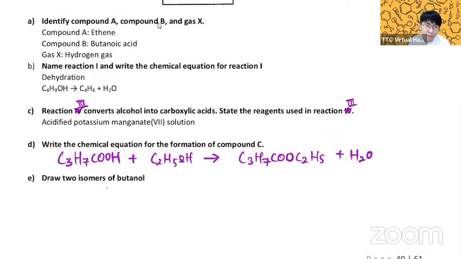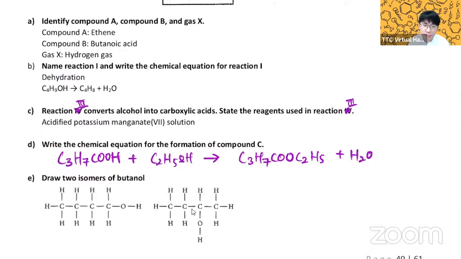And draw two isomers for butanol. Same thing, carbon with OH at a different position. So I would say this is kind of simple.